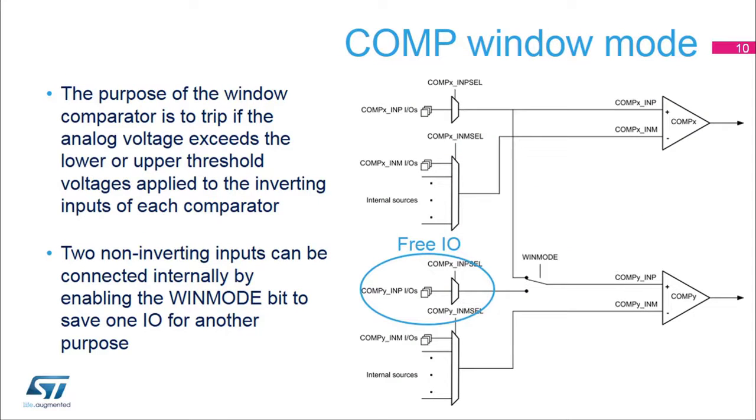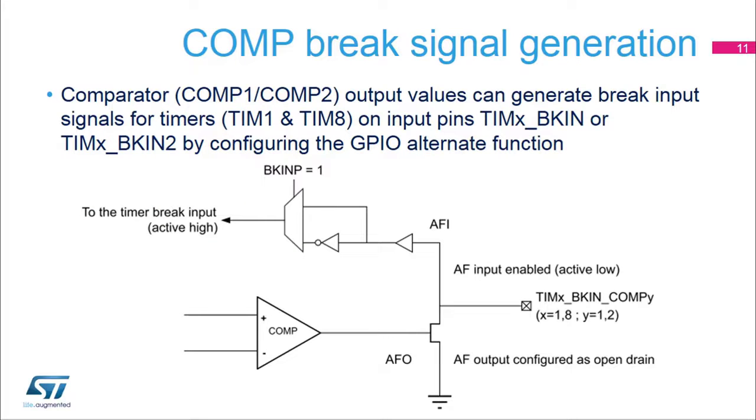The purpose of the window comparator is to trigger an interrupt if the analog voltage goes beyond the defined lower and upper voltage thresholds applied to the inverting inputs of each comparator. This event can generate an interrupt through the EXTI line. Two non-inverting inputs can be connected internally by enabling the win mode bit and therefore save one I/O for another purpose. Comparator output values can generate break input signals for the timers on input pins using GPIO alternate function selections incorporating the I/O open drain connection.